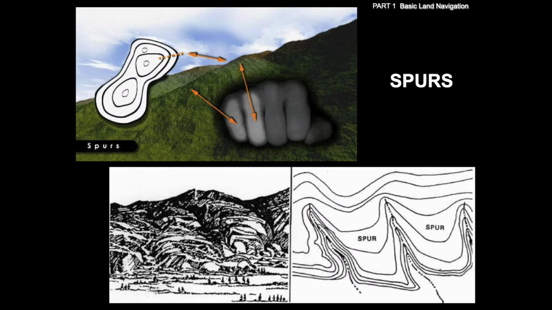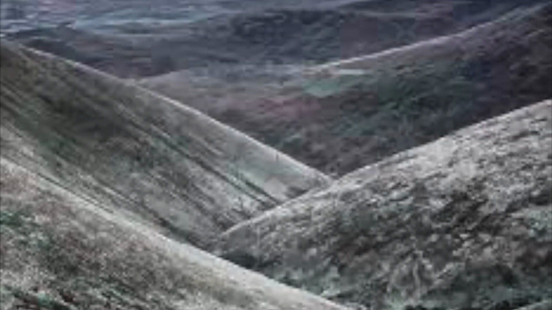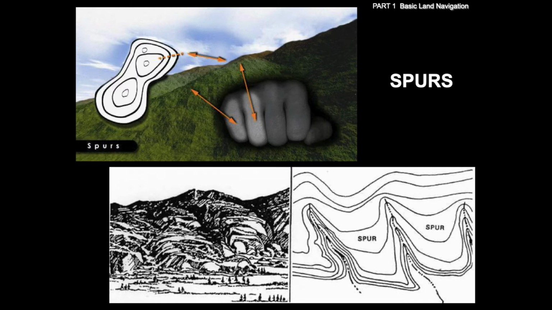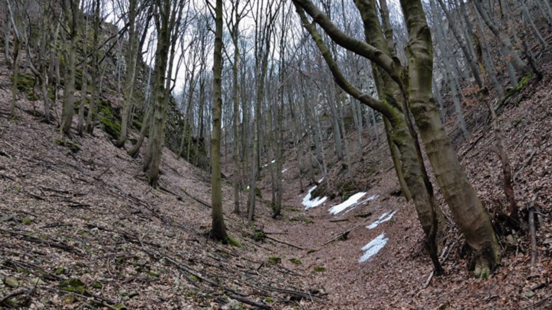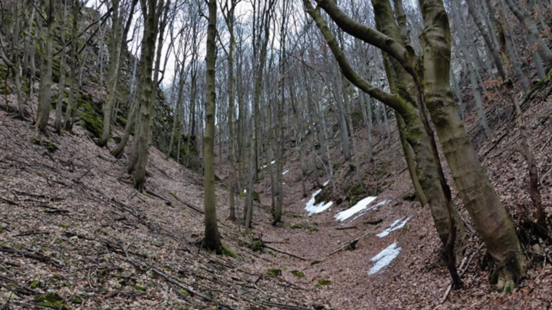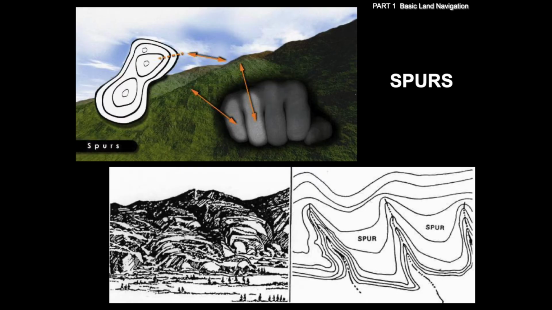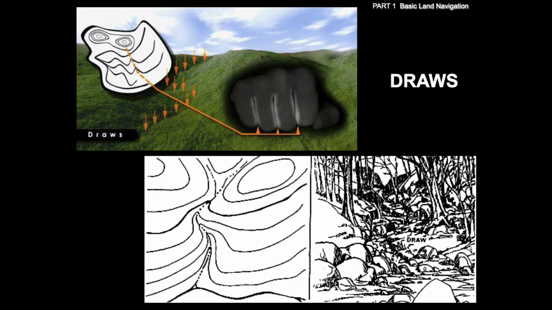Next up is spurs. So looking back at our saddle, the spur is actually nicely sloped terrain coming off of a hilltop or a ridgeline. That's typically where you want to climb the hill, by the way. Definitely not up a draw, which many would choose to do and be disappointed. Looking back at our handy dandy fist, we're looking at the finger lines coming off of the ridge. Those are the spurs.